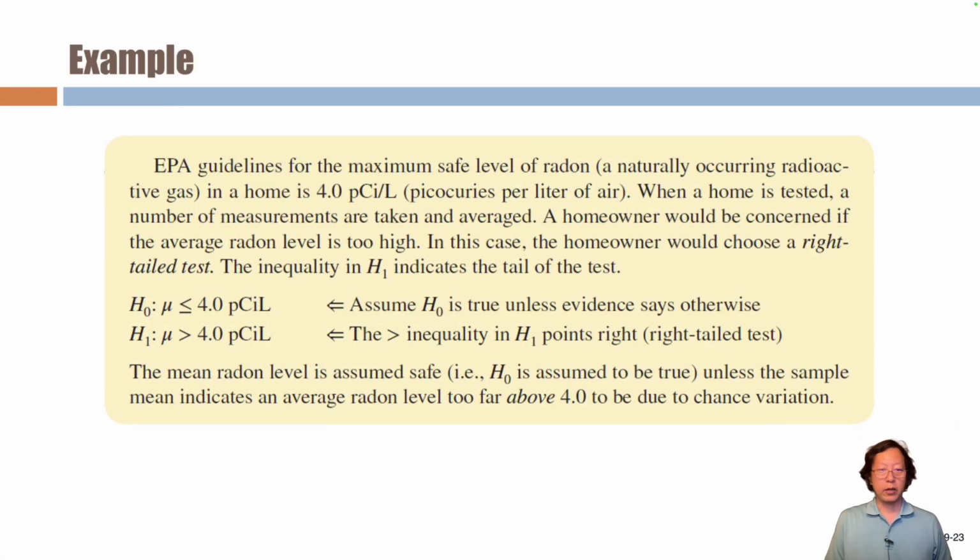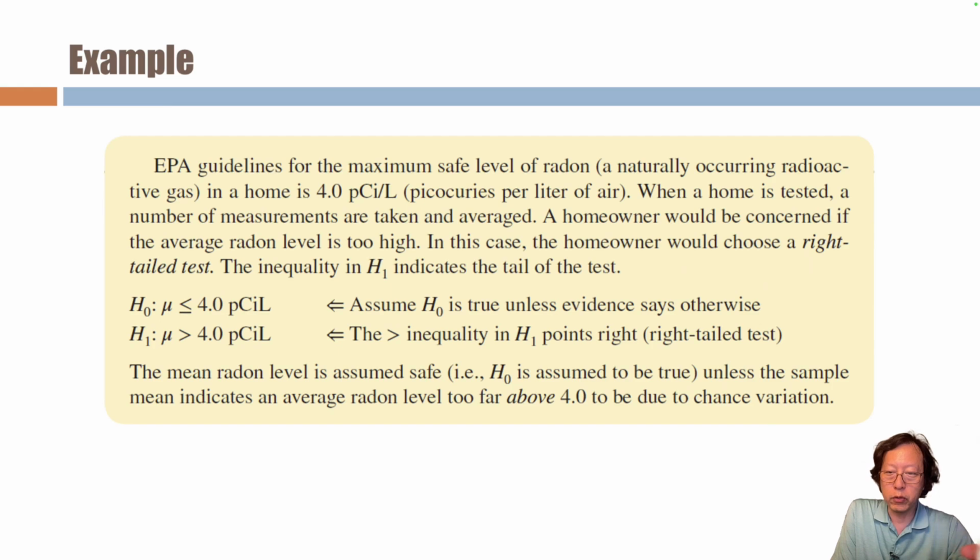Let's take a look at the example. The EPA guideline for the minimum safe level of radon in a home is 4.0. I don't know what a picocurie per liter of air is, but anyway, the measure 4.0 is the maximum safe level. When a home is tested, a number of measurements are taken and averaged.